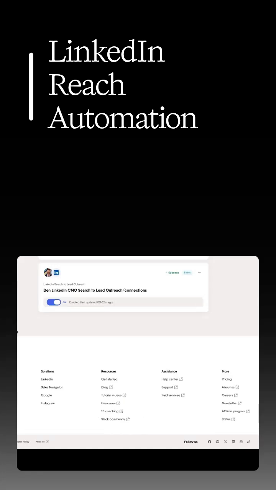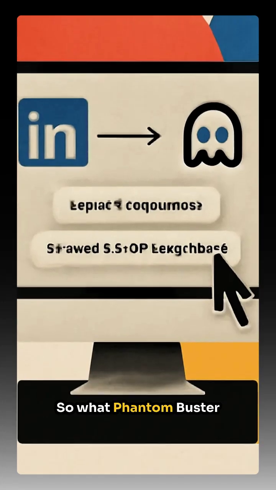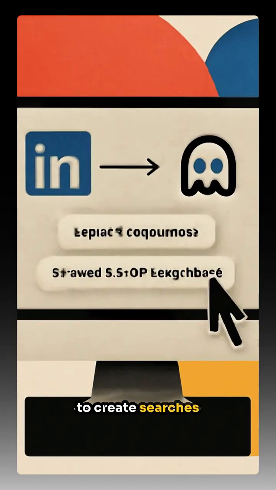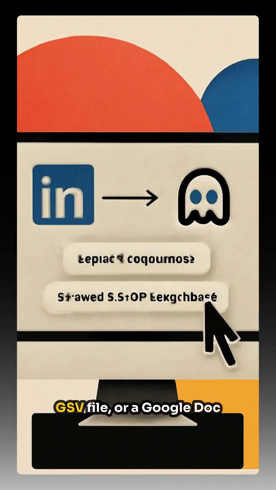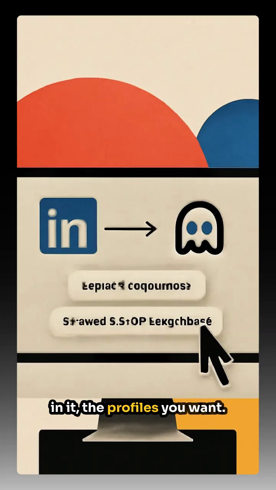So one of the things that I had to do was set up a lead gen flow or a funnel for my CEO, because he's constantly traveling around and meeting people, but he also doesn't get to connect with as many people as he wants on LinkedIn. So what Phantom Buster does really, really well is it connects to your LinkedIn profile and allows you to create searches and run connections. Or you can say, here's a CSV file or a Google Doc that has the connections in it, the profiles you want.